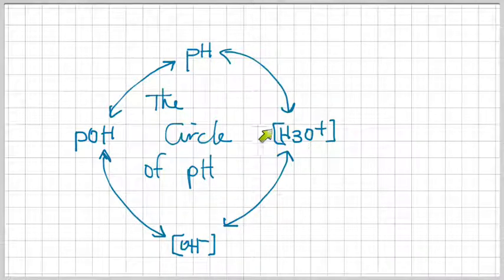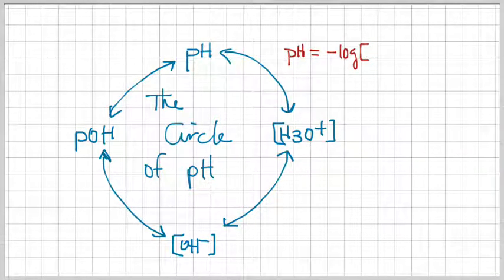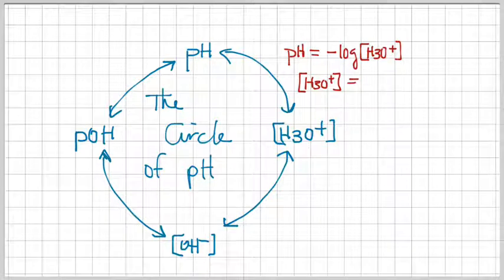So these double-headed arrows represent that you can calculate pH if you know the hydronium ion concentration, or if you know the hydronium ion concentration, you can calculate the pH. And I've shown you both of those equations. I'm going to make this one colorful. So we know that pH is the negative log of the hydronium ion concentration. And I showed you today that you can calculate the hydronium ion concentration by taking 10 and raising it to the power of negative pH.